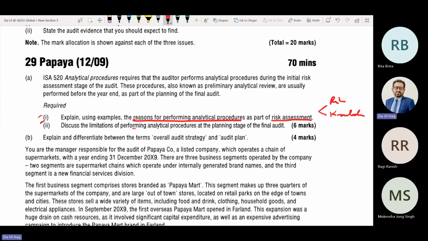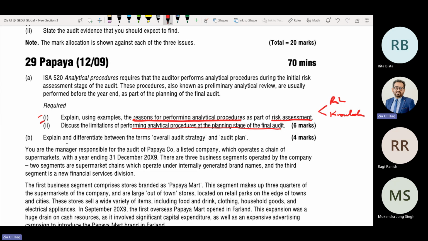Discuss the limitations of performing analytical procedure at the planning stage of the final audit, that we have discussed straightforward. The data is draft. And if there is a major difference between draft and actual data, planning could be disturbed. The draft data we obtain from company management, if there is deliberate manipulation in the data, it could affect our planning. And sometimes client system is not designed in such a way that we can obtain information or accounting data like financial statements during the year. So it is difficult to perform planning through analytical procedure at the planning stage. So 6 marks we can obtain.